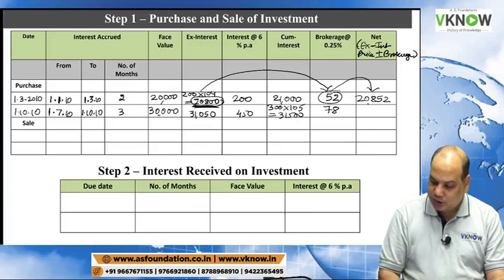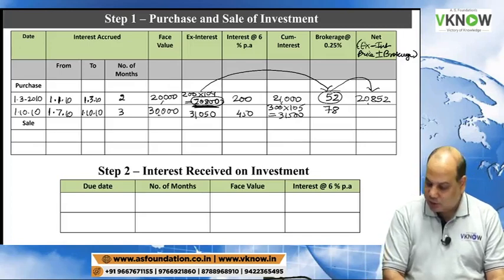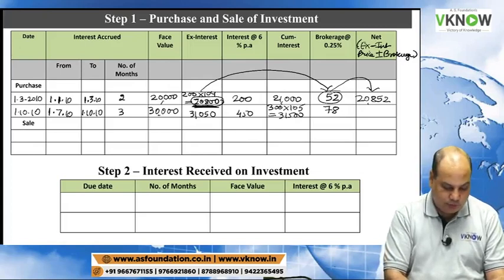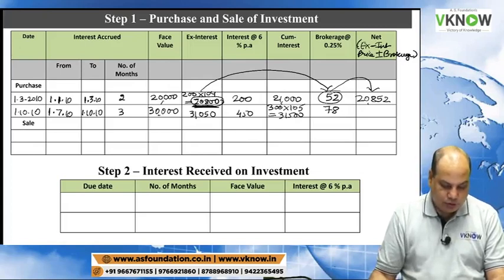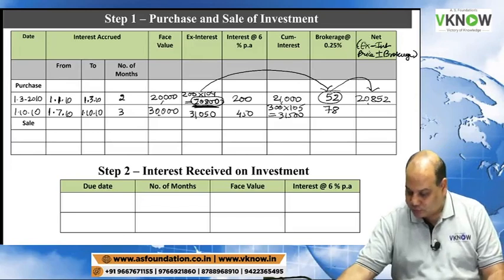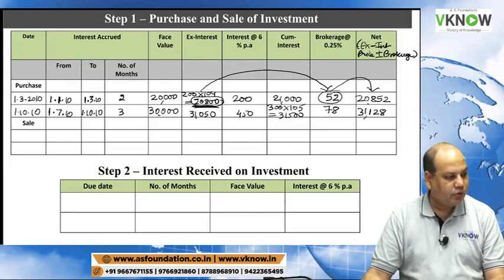And then it will become 78 plus 31,050, which is 31,128.